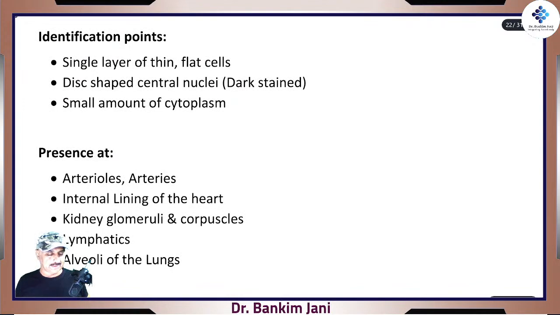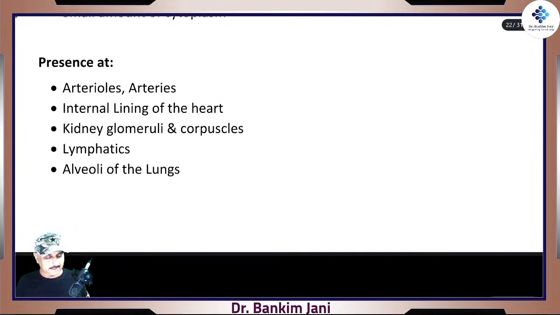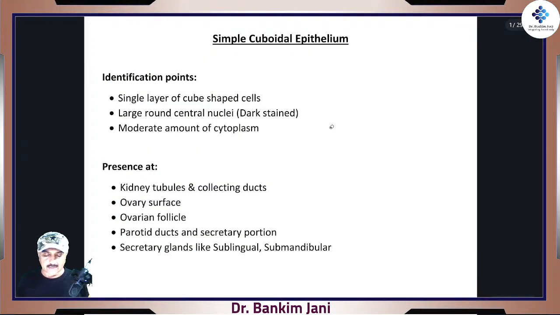Single layer of thin flat cells, this shape, central nucleus, dark stained, and small amount of cytoplasm. And arterioles, arteries, internal lining of the heart, that's what we see. Kidney, glomeruli and corpuscles, lymphatics and alveoli of the lungs. Let's move on to the next one, and this is simple cuboidal. Now things will go much easier.